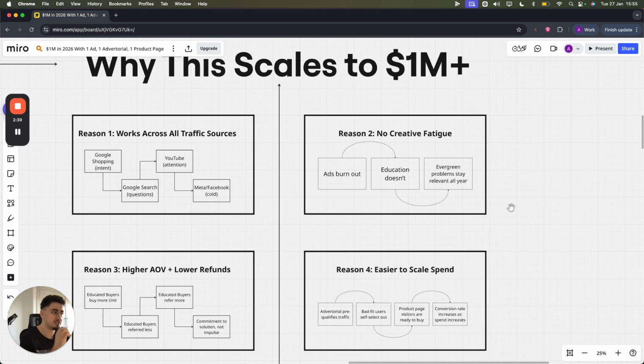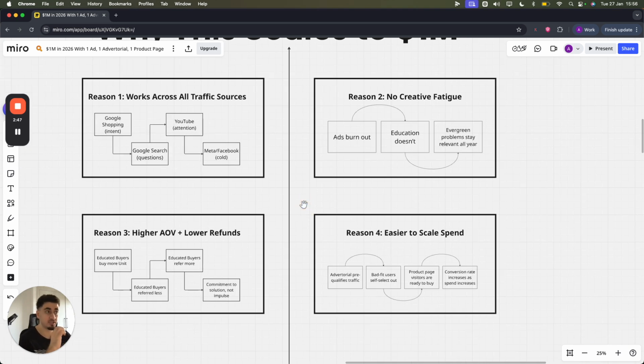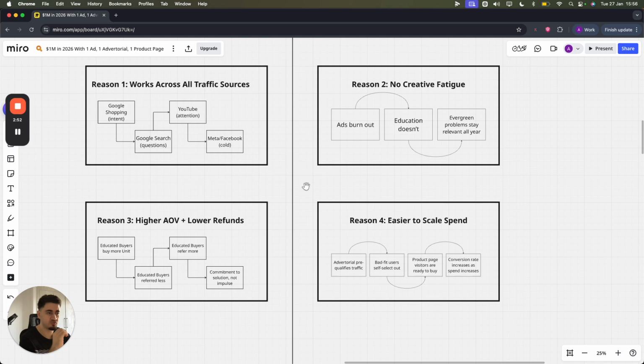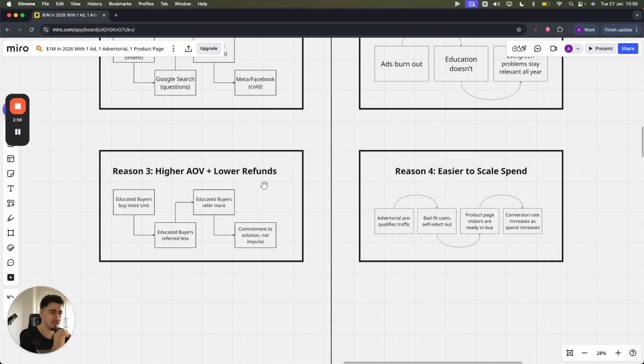There's no creative fatigue as well, right? Because ultimately, you need to think of it like this. It's evergreen solutions for evergreen problems, right? And of course, this is dependent on the niche you're in and your exact product and offer that you're selling. But for the most part, evergreen solutions for evergreen problems. Another thing is higher AOV and lower refunds, right? Because people are educated, they trust you, they see you as an authority.